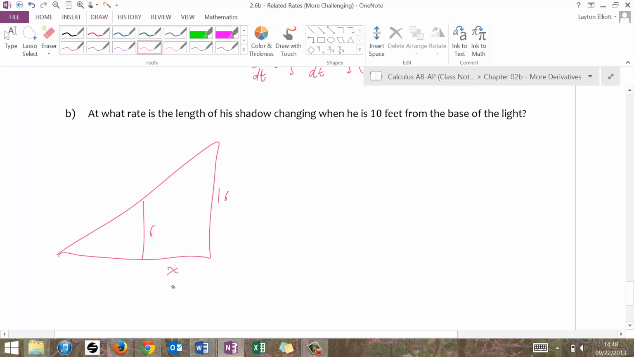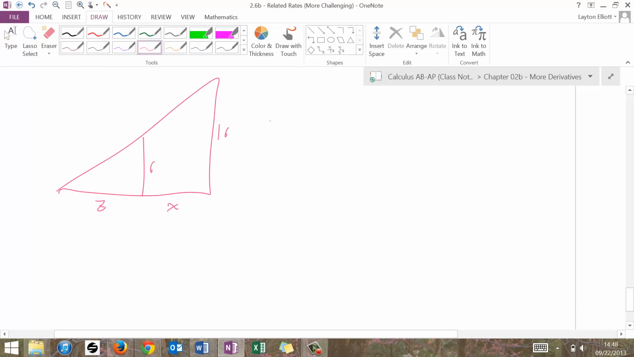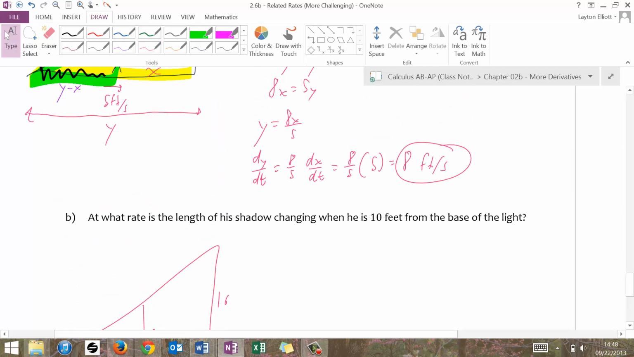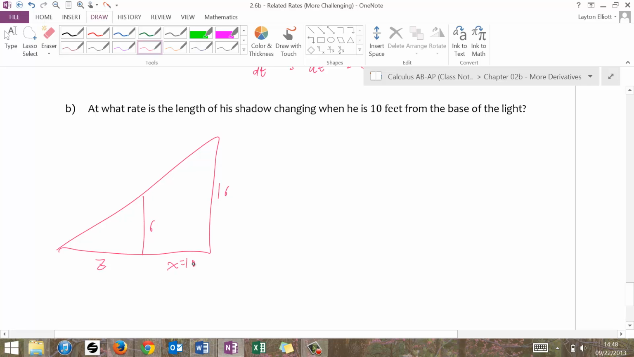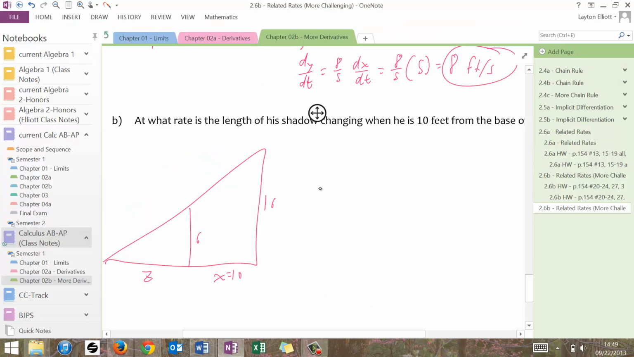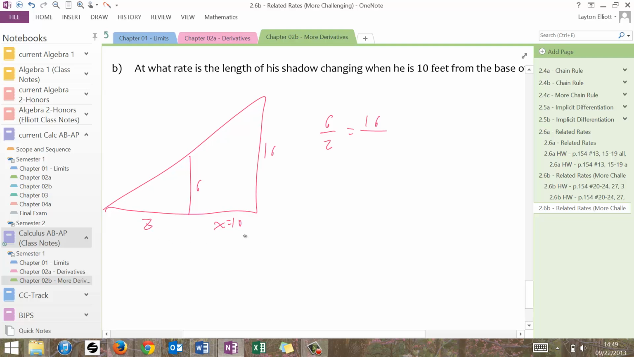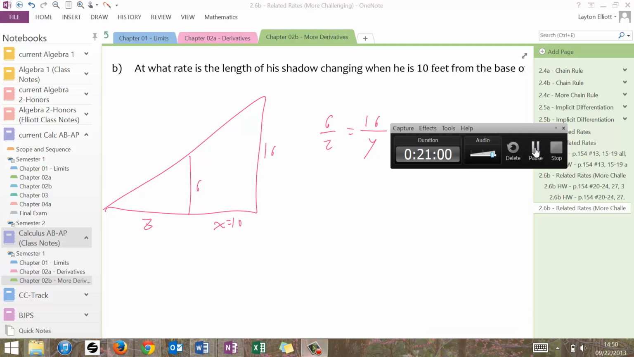But this is still an x, but this is now a z here, because I want to know at what rate is z changing. In fact, I want to know dz dt. And it says at the point which he's 10 feet from the base of the light. So we know that x is equal to 10 here. And that's going to be useful. I can set up a different kind of proportion for this one. So now I can say that 6 over z is equal to 16 over, I could call that z plus 10, I could call that z plus x, I could call that y. Let's actually make that the y and see what happens here.